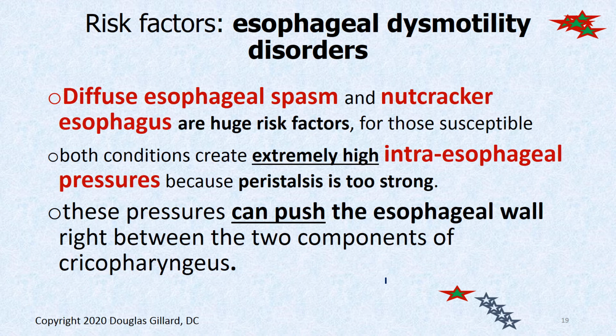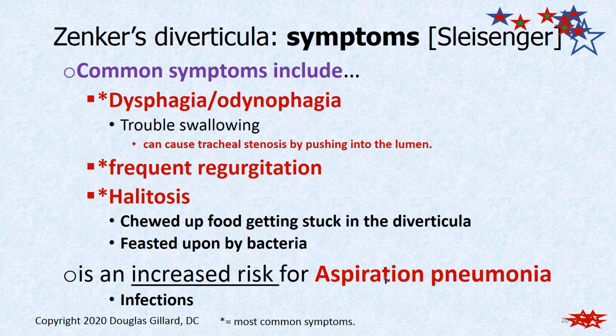So therefore, the esophageal dysmotility disorders that we study, like nutcracker esophagus, if you happen to have one of those, especially if they affect more the proximal part of the esophagus, that can also increase the risk because you have peristalsis of the esophagus that's way too strong.